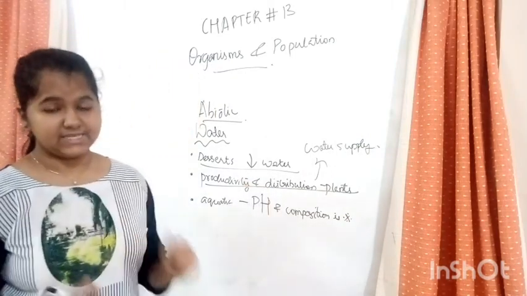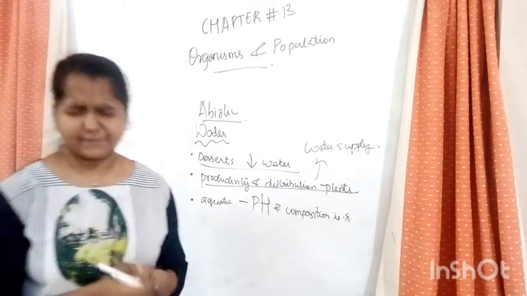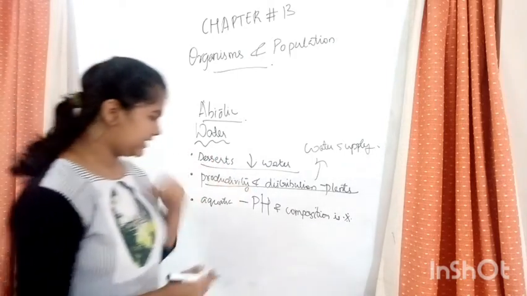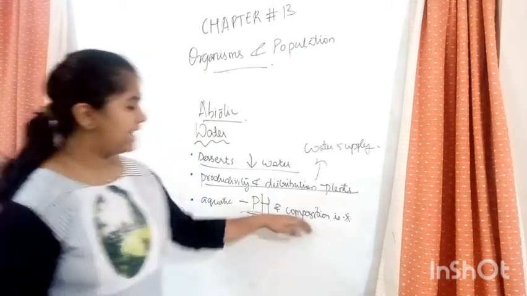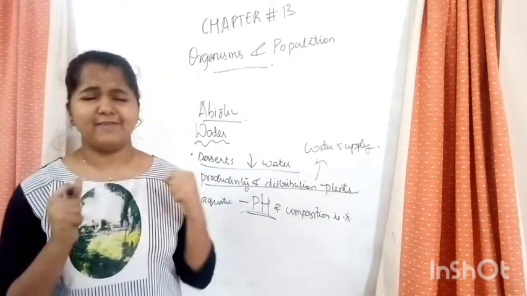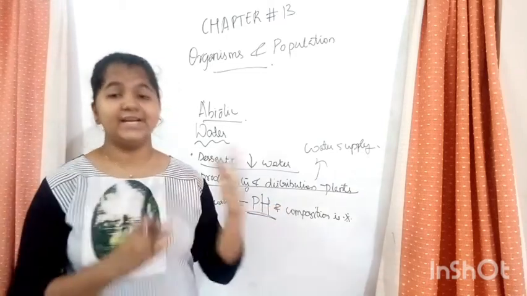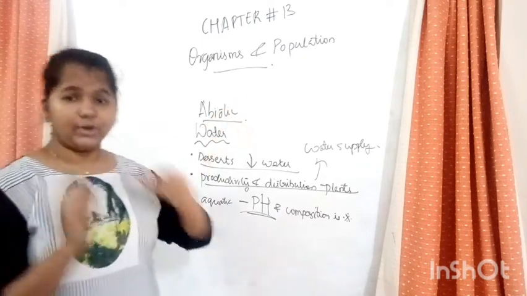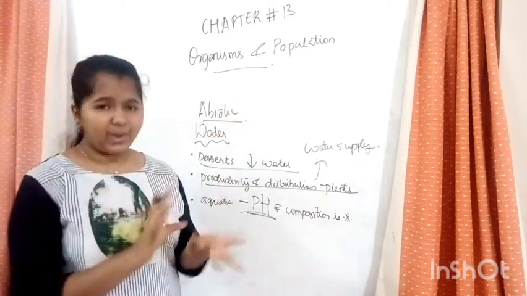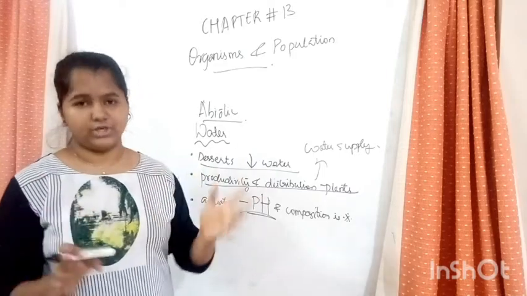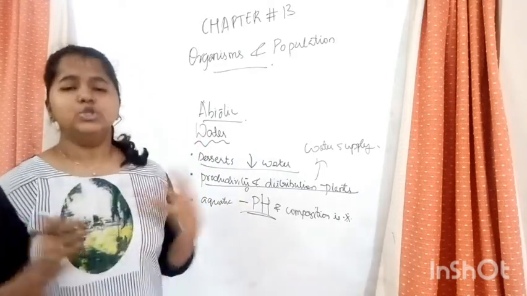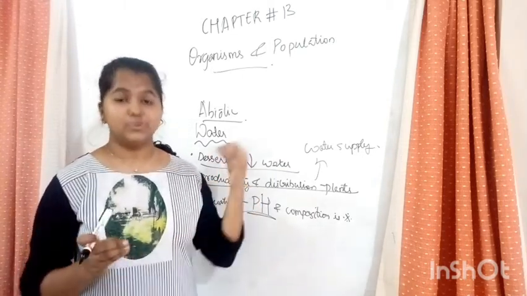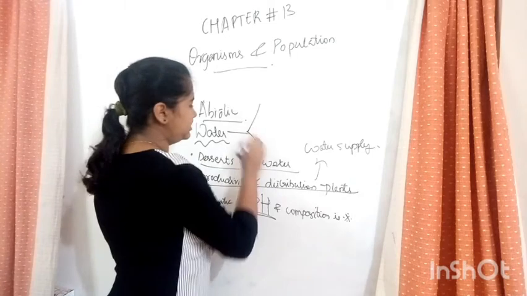The last point is about aquatic organisms. They require specific conditions to live. What are the conditions? They need proper pH, and the composition of water is very important, because they cannot adjust to different ranges of pH and composition. According to the conditions of water, it is divided into two types. We know what salinity is: salinity is the amount of salt present in the water. So based on salinity, we have two classifications.